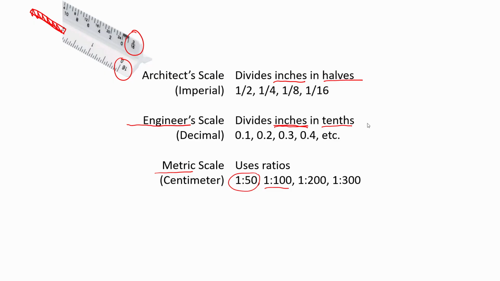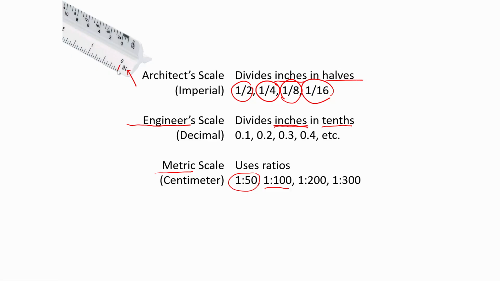And what we do for an architect scale is we start to take our inches and then divide them in half. So if you take an inch and then you divide it in half, you get half an inch. And then if you take that half an inch and divide it in half again, you get a quarter inch. And if you divide that quarter of an inch in half, you get an eighth of an inch. You divide that in half and you get a 16th of an inch. And that's why the architect's scale will have the number 16 on it here.